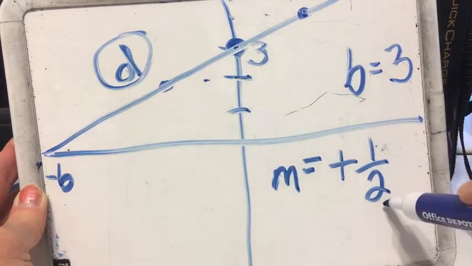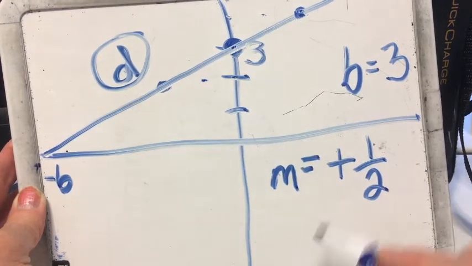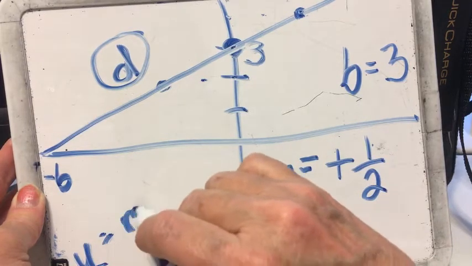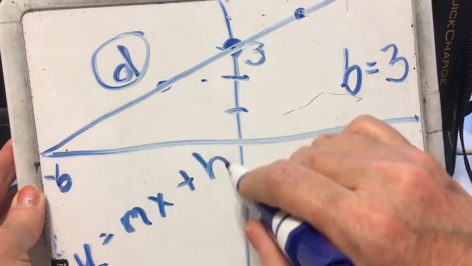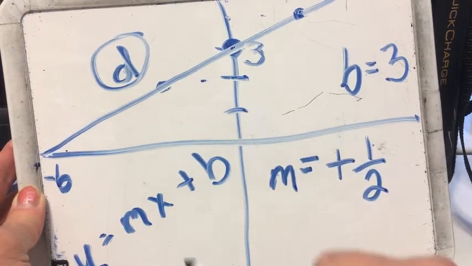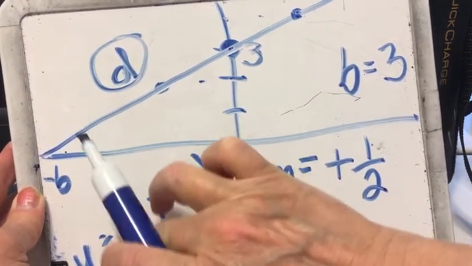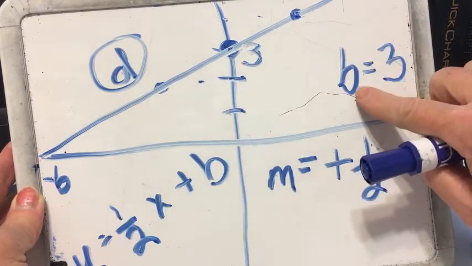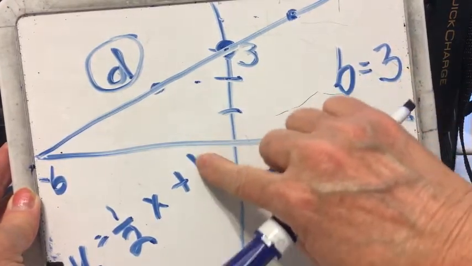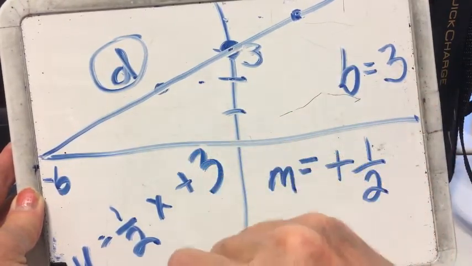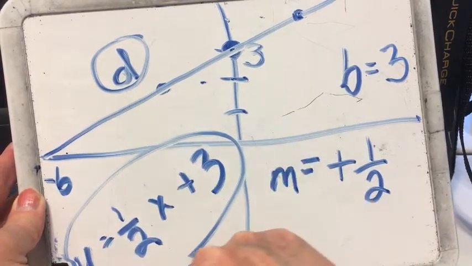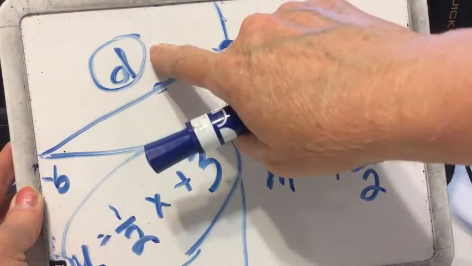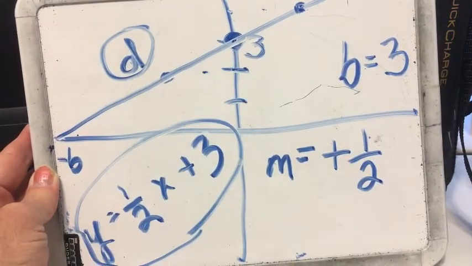Up 1 over 2. So now that I have my y-intercept and my slope established, I have y equals mx plus b, my equation, slope-intercept form. My m, I'm going to take out and replace it with 1/2. And my b, my y-intercept, is 3. So the equation of this line is y equals 1/2 x plus 3. That was line D on your practice problems.